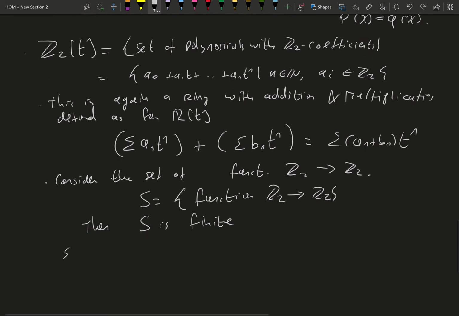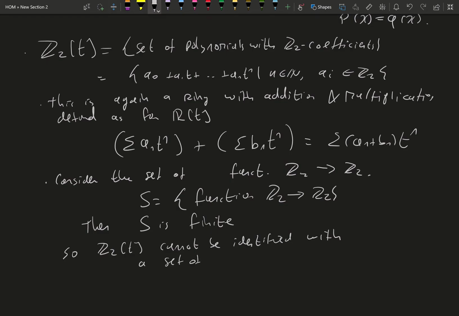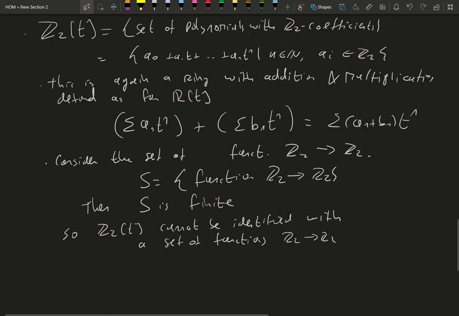So it follows that Z2[t] cannot be identified with a set of functions from Z2 to Z2, simply because there are an infinite number of polynomials over here, and there are a finite number of functions from Z2 to Z2. So in other words, if you have two polynomials with Z2 coefficients, then evaluating them at the points 0 and 1 in Z2 cannot distinguish them. Okay.